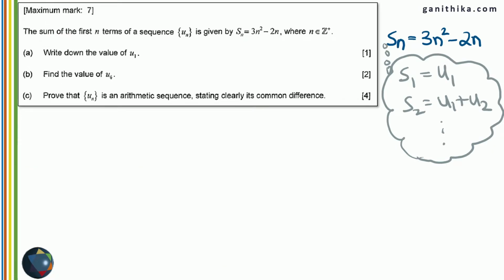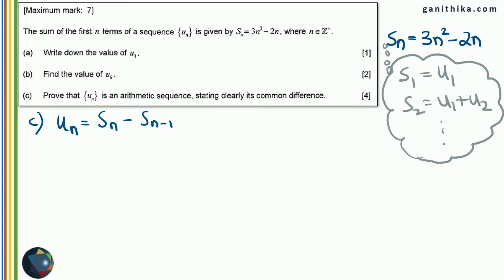Let's proceed further to question C. Let's have this information, S1 equal to u1, S2 equal to u1 plus u2, etc., ready with us. Now we need to prove that un is an arithmetic sequence. For that we need to find what un is in general. un in general is the nth sum minus the (n minus 1)th sum, right? So Sn minus S(n minus 1), as we did for u6, S6 minus S5. We have to expand it to the general form. un is equal to Sn minus S(n minus 1).